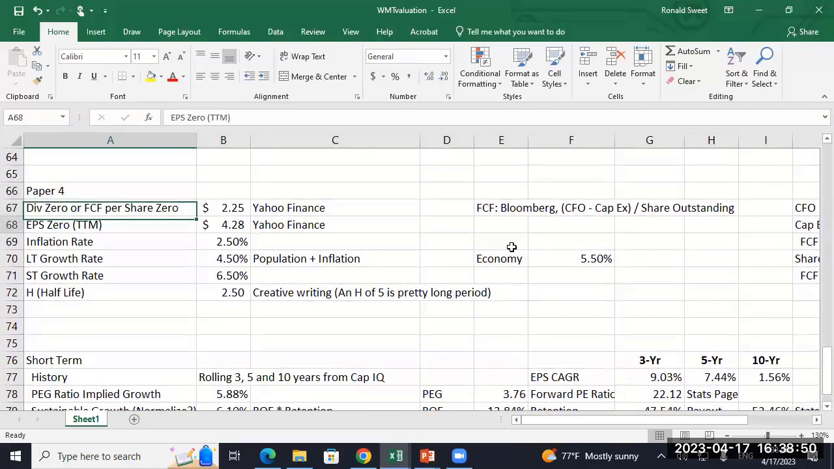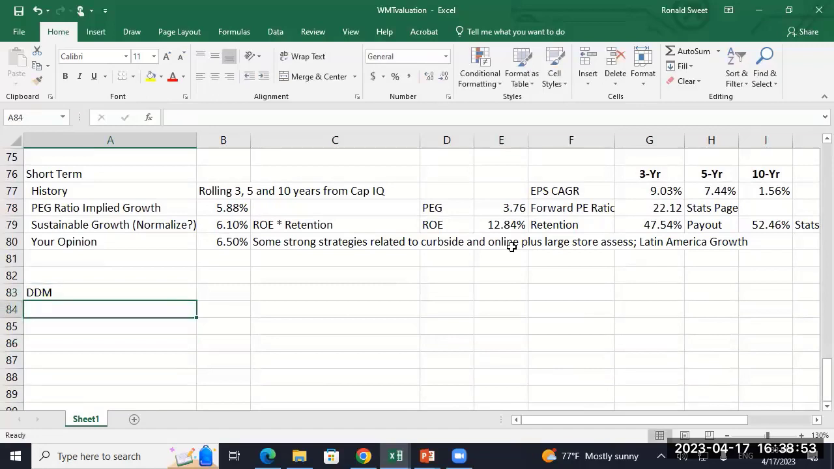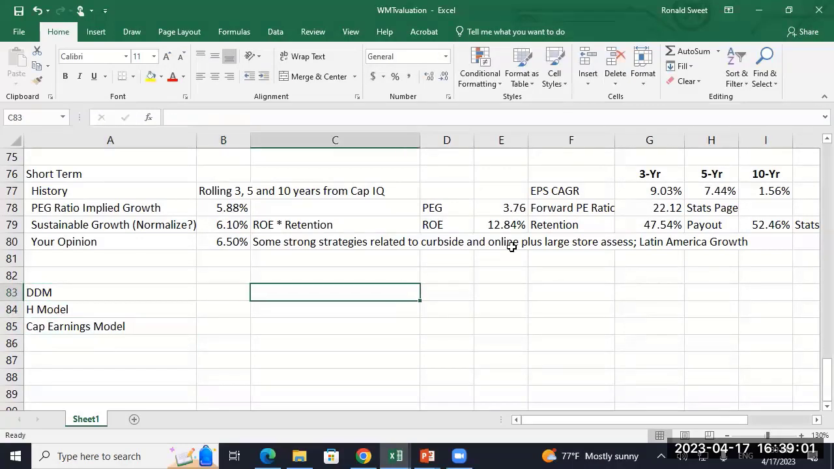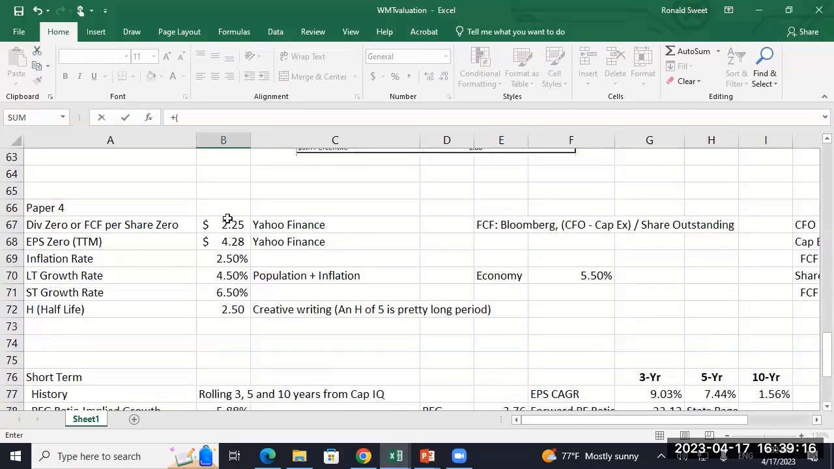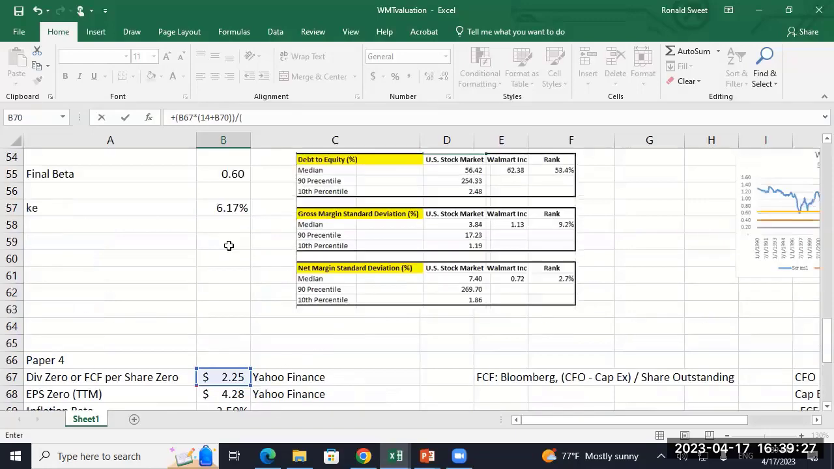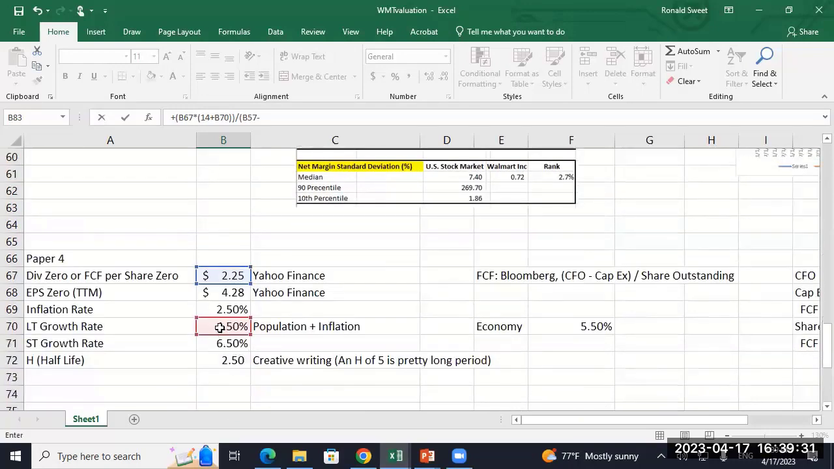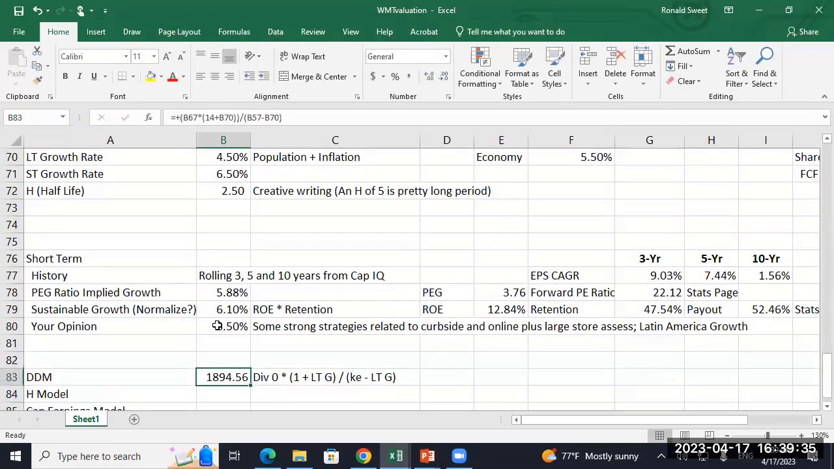All right, so once you get there, you've got everything you need. Then you see the valuation: dividend discount model, H model, earnings model. You just plug them in. It's real simple. Dividend 0 times 1 plus long-term growth, divided by KE minus long-term growth. Pretty straightforward. So dividend 0 is 2.25 times 1 plus 4.5%, divided by KE. Where's my KE? 6.17% minus 4.5%. Oh, whoa, what did I do wrong? So I get 140.